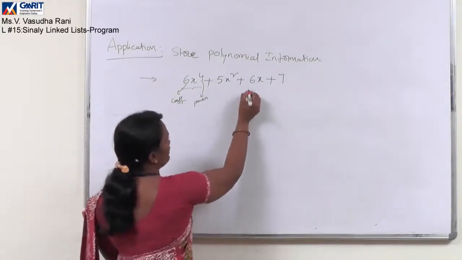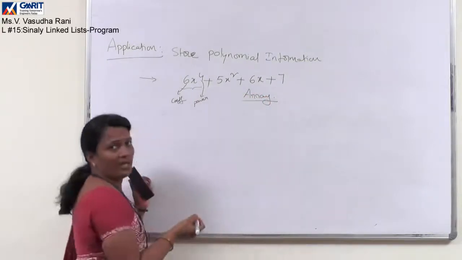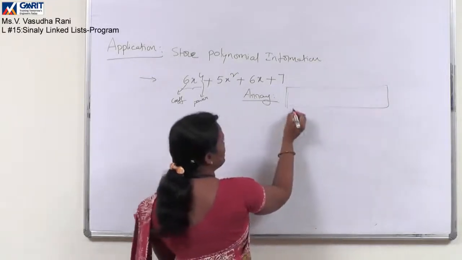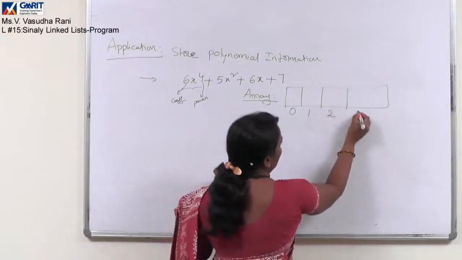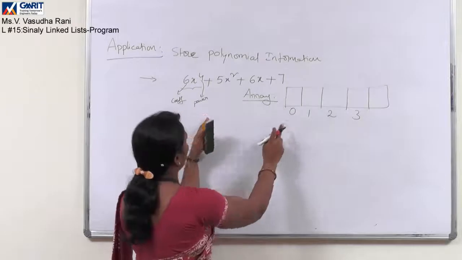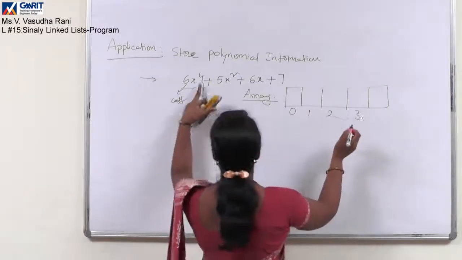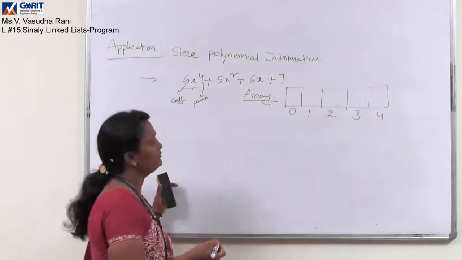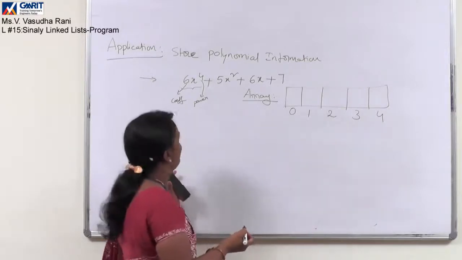So if you go for array representation for this, we already know that indexes are fixed: 0, 1, 2, 3, 4. Here these index values we can use for representing the powers of x. We have terms up to x power 4, so we get an array of size 5.